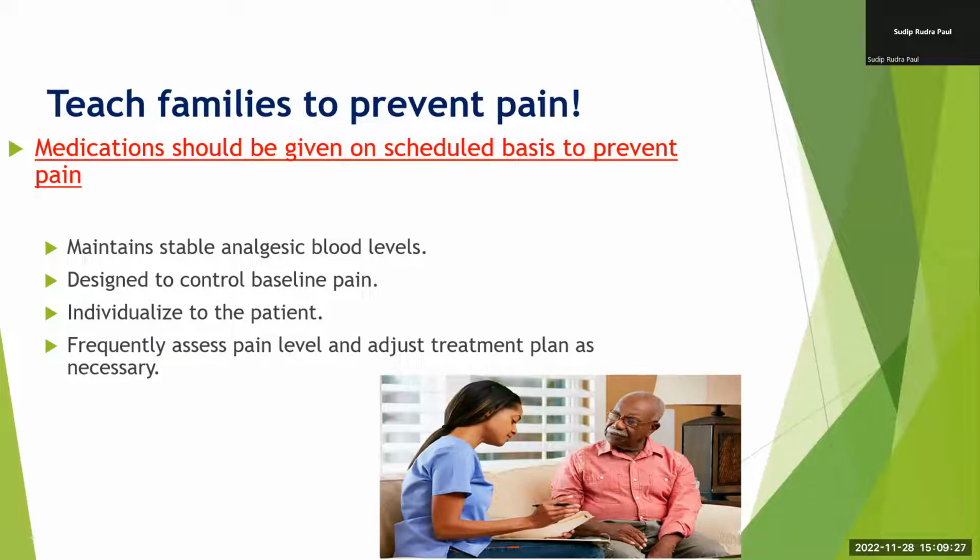So next, what should we teach the family to prevent pain? Maintain a stable analgesic blood level. Whatever doses and frequency have been prescribed, they have to give the medication on time, in the particular dose, and in the right manner, so that the analgesic drug level in the blood plasma is maintained, and the background pain should not be there.